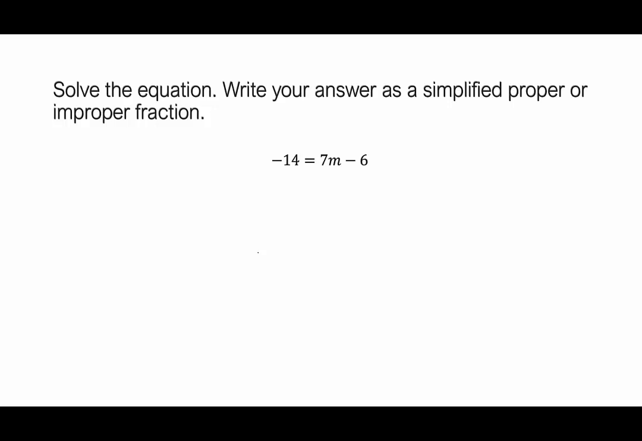In the next example, we have negative 14 equals 7m minus 6. Notice here, this time, our variable term is on the right-hand side. I'm going to leave it on the right-hand side. If you feel more comfortable, you can move it to the left-hand side because equality is commutative. So saying a equals b is the same thing as b equals a, but it's okay for the variable to be on the right-hand side. It's no problem at all.